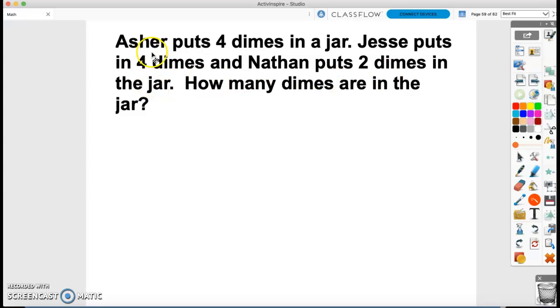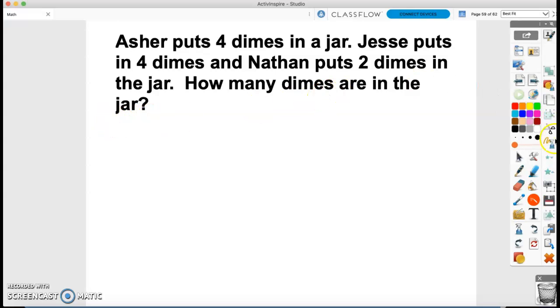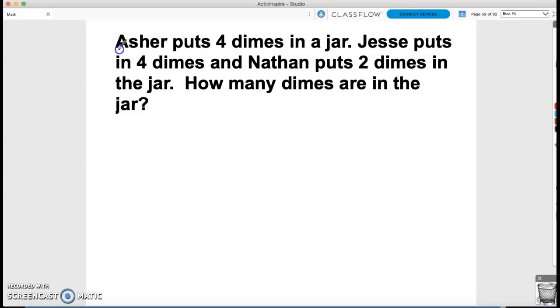Let's read the problem. It says, Asher puts 4 dimes in a jar. Jesse puts in 4 dimes, and Nathan puts 4 dimes in the jar. How many dimes are in the jar? So, some of my strategies that I've learned are drawing a picture and labeling it. So I'm going to first draw my picture with the label.